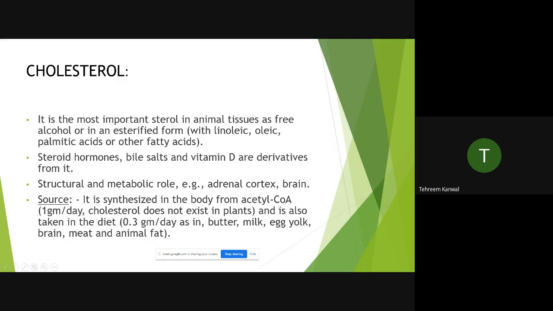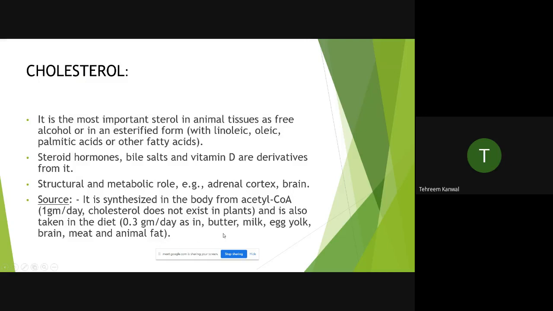It is obtained within the body from the metabolism of acetyl CoA, which you will learn about in further lectures. It is formed from acetyl CoA within the body, and it can also be taken in the diet in butter, milk, egg yolk, brain, meat, and animal fat.